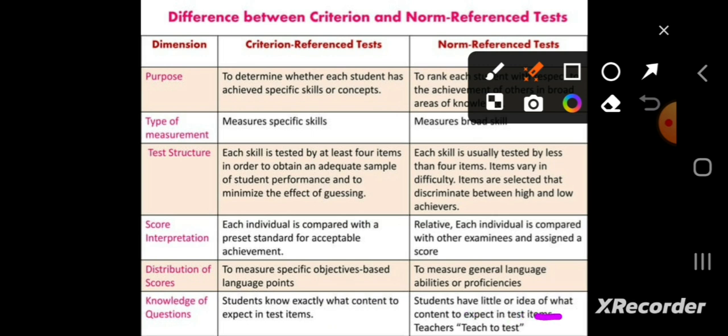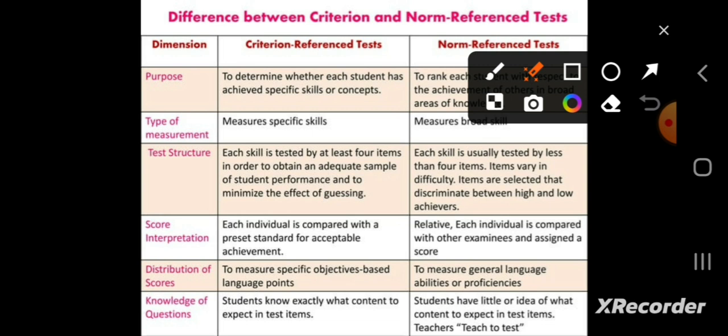Norm reference test: students have little or no idea of what content to expect in test items. Teachers cannot teach to the test. Students have little knowledge of the specific test items as the test assesses broad knowledge areas. This unpredictability is because NRTs aim to measure general abilities and create competition between test takers.